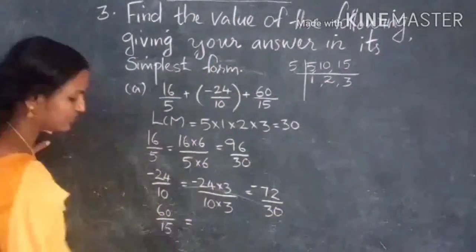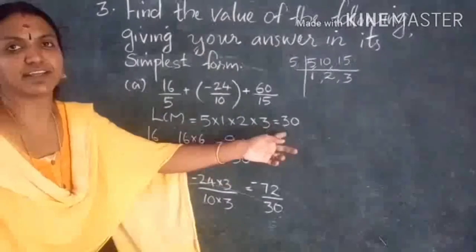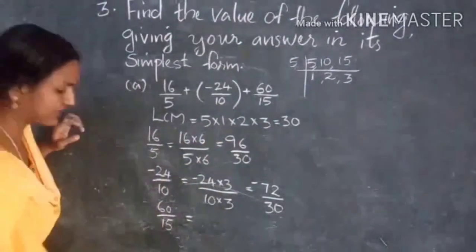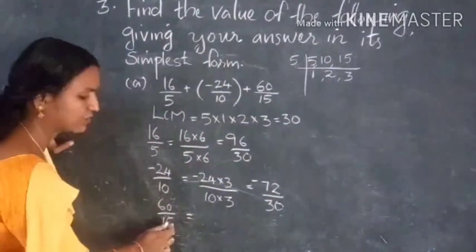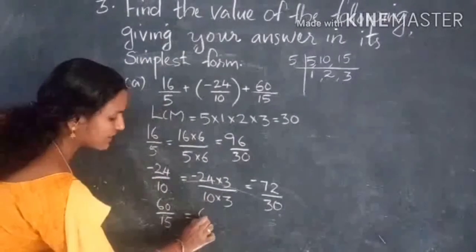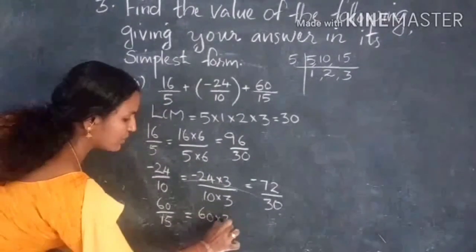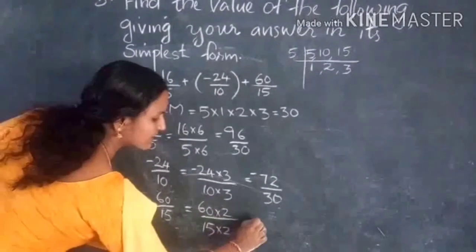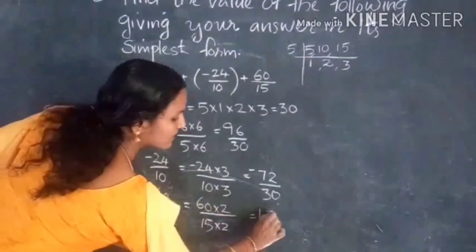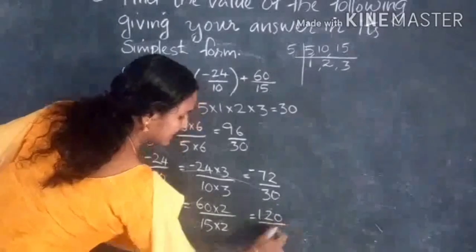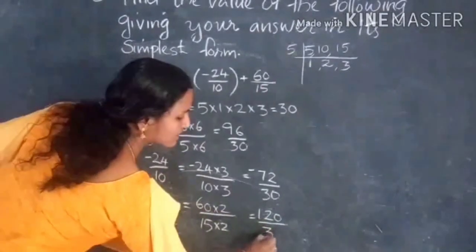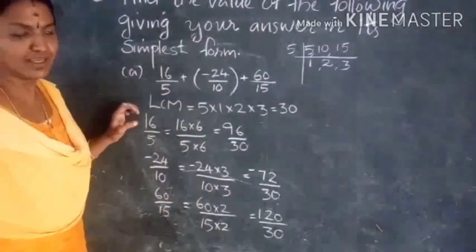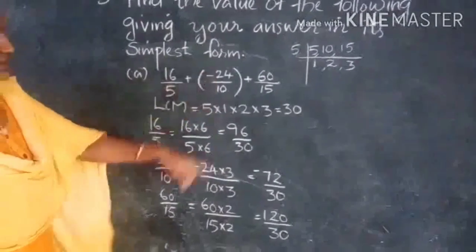The third fraction, 60 by 15 is equal to, how many 15s are in 30? 2 15s are 30. So multiplying numerator and denominator by 2. 60 into 2 is equal to 120 divided by 15 into 2 is equal to 30. Then we add these fractions.